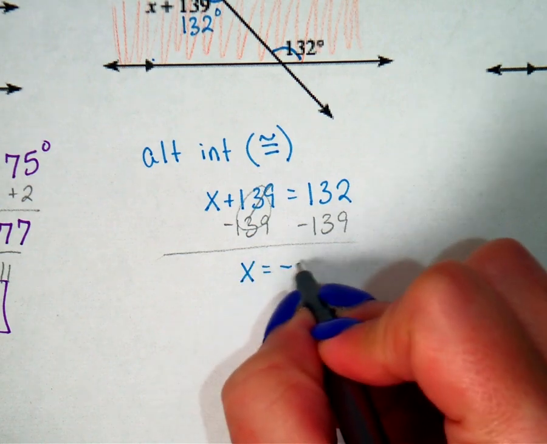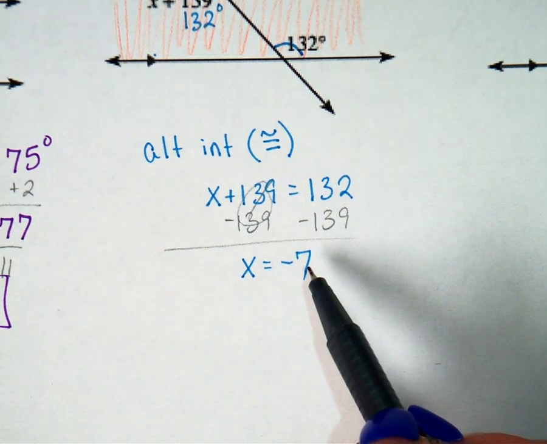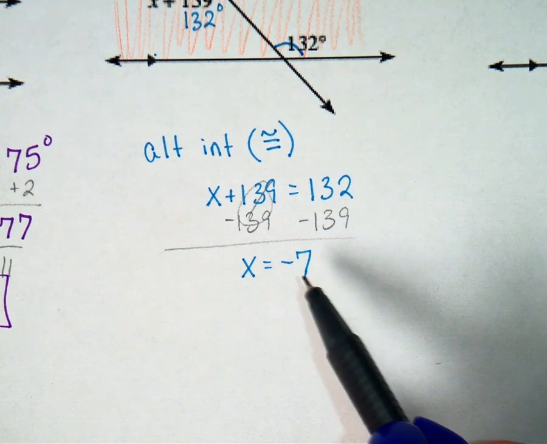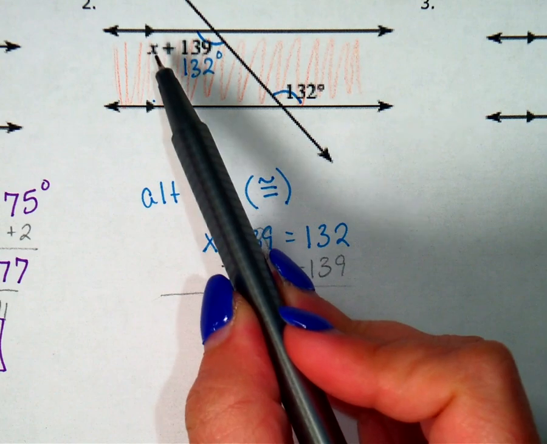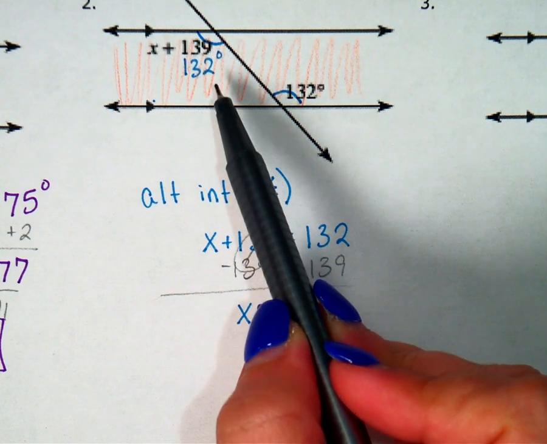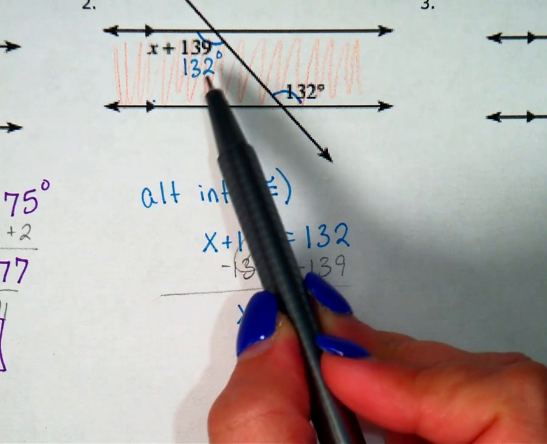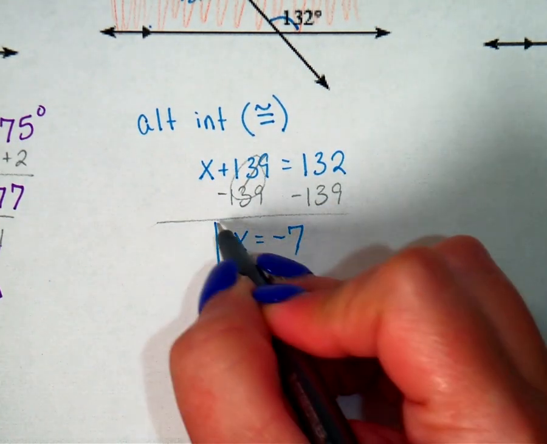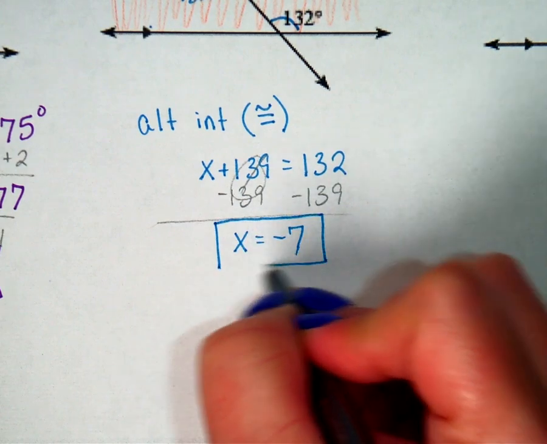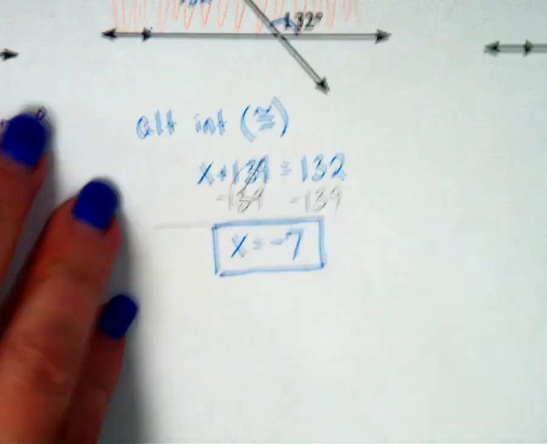And I get x equals a negative 7. Okay? So now x equals a negative 7. Sometimes that makes me worried because we don't usually see negative numbers in geometry. So when I plug it back in, a negative 7 plus 139 does get me to my positive 132. So the angle is still a positive degrees even though my x value is negative. I checked it out. It still does work. So we're good to go.